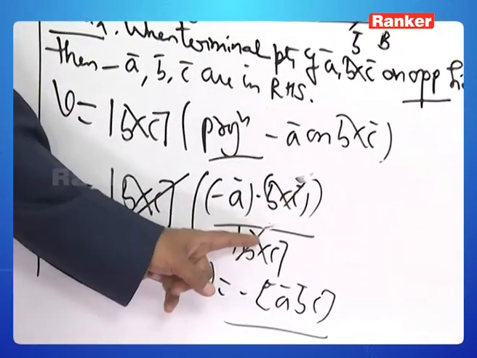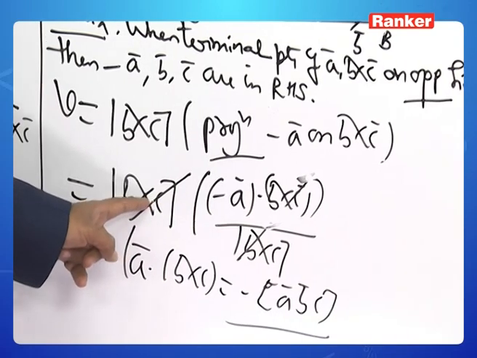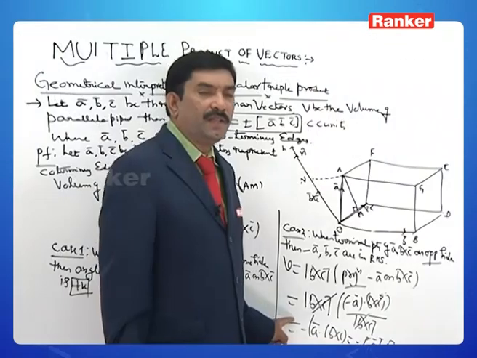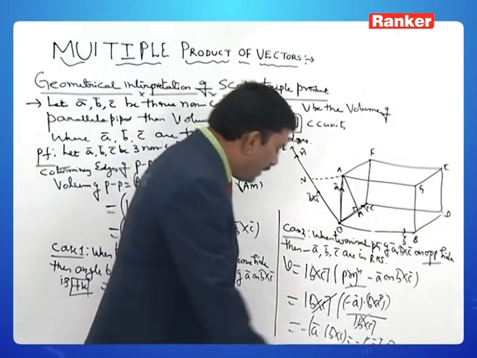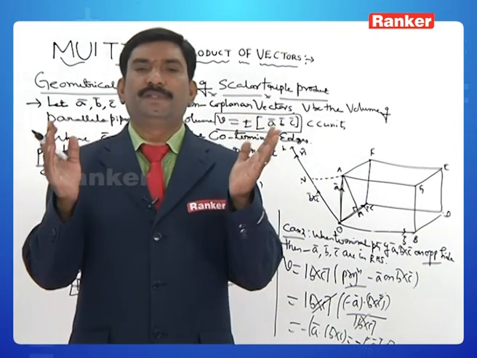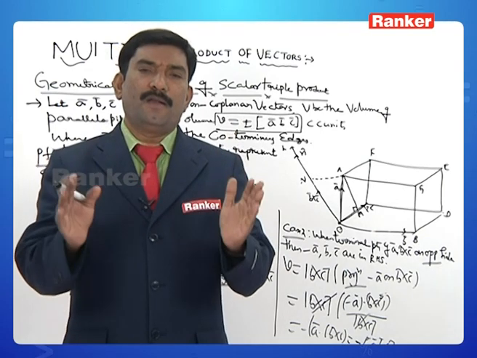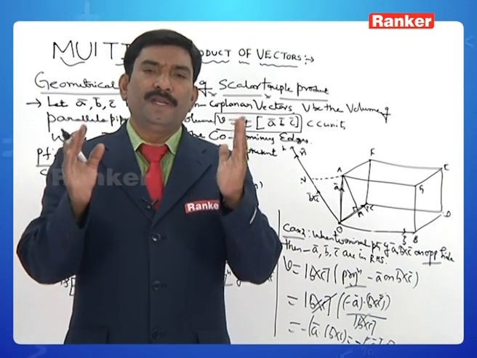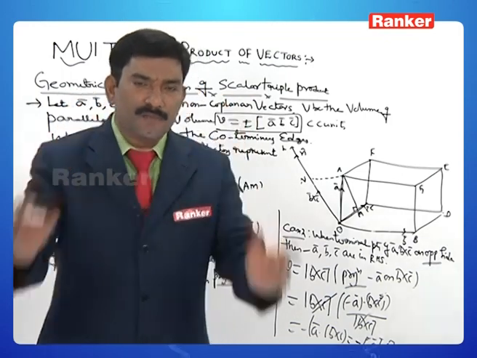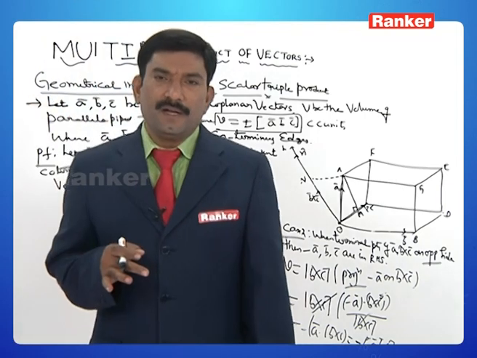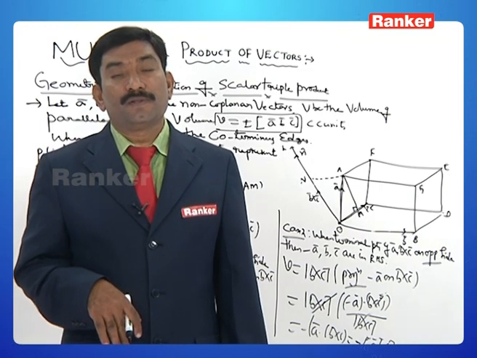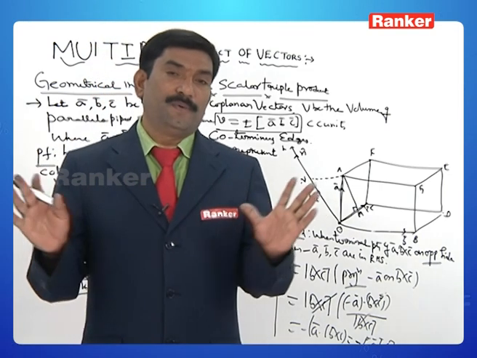So therefore, modulus of B cross C gets cancelled. So I can write A dot of B cross C with a minus sign. So this is nothing but minus box of ABC. Hereafter, the volume of a parallelepiped formed by the three non-coplanar vectors A bar, B bar, C bar representing coterminous edges of a parallelepiped is given by V is equal to plus or minus box of A bar, B bar, C bar.